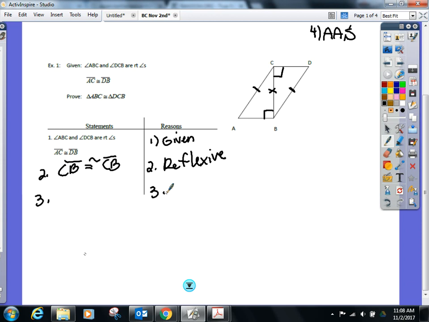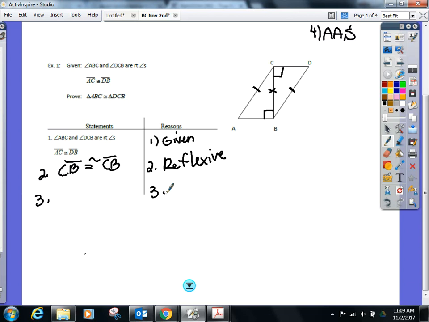Okay, Rachel, I got CB congruent to CB. I can't say the triangles are congruent yet by HL. I still need something else. Okay, let's talk about that right now. Can I say right angles are congruent? Yes, you can. That is a correct statement that you added in. But here's the little catch for today. What's the name of this method?